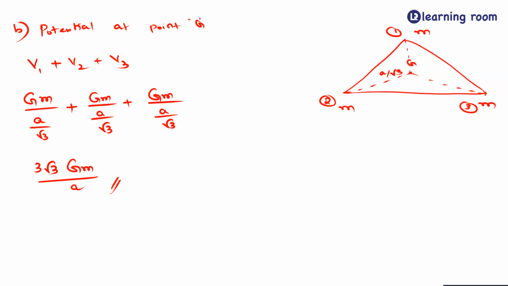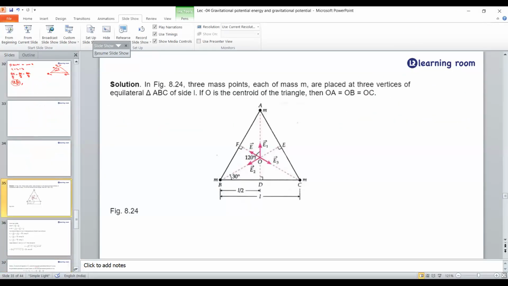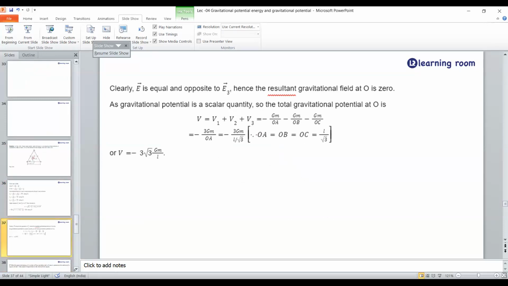Did you all understand this? So this is going to be the total potential at point G, where G is the centroid. Don't get confused between this G and this G. Let me know if I'm clear. Yes, sir. Good. So this is one sort of problem that is based on gravitational potential and potential energy. Let me see if there is any other problem.